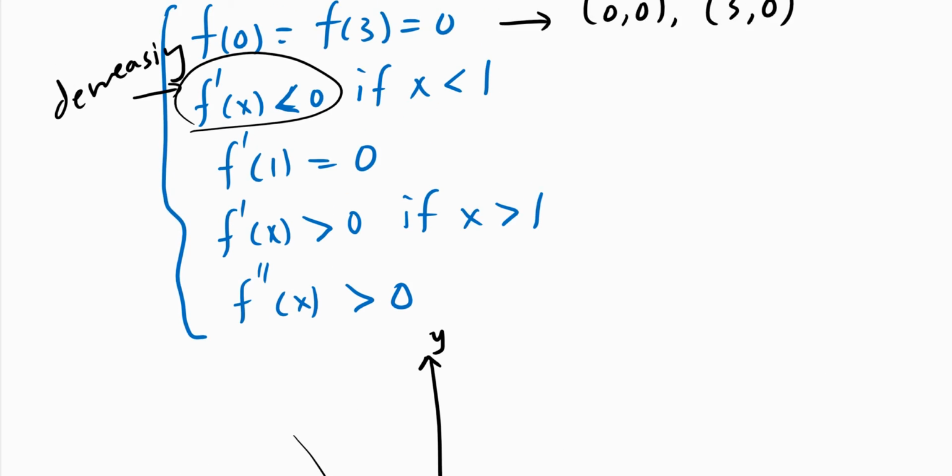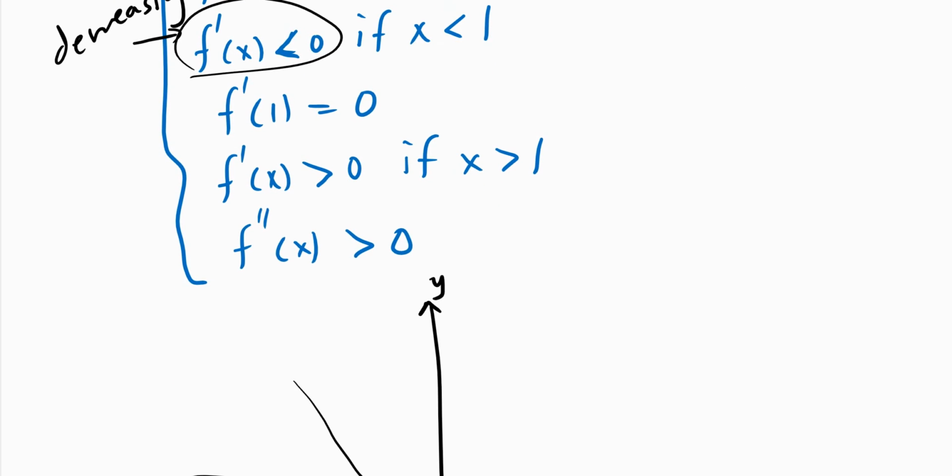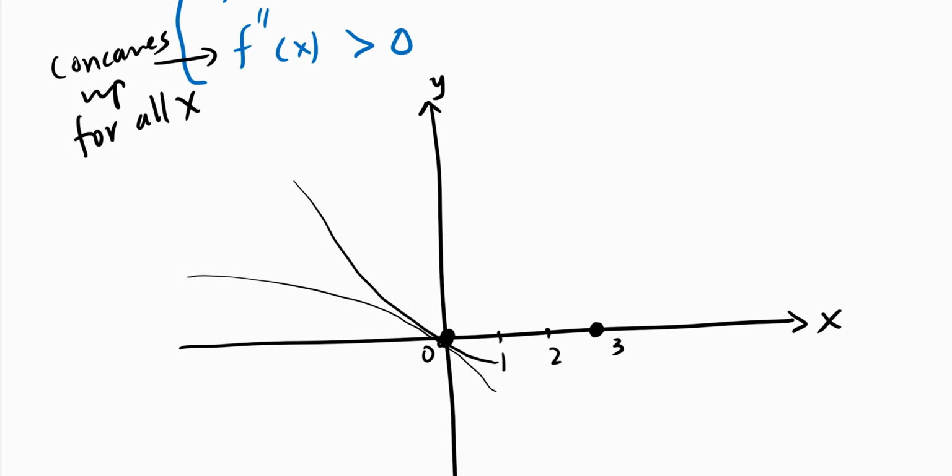Let's see if they give us something about concavity. Oh, the last condition. The last condition tells us that the function concaves up for all x. Concaves up. So this means it's not going to be this one. It's going to be the other one. So let me redraw it again from scratch. So it's going to be this one, not the other one. So the function is going to come down, decreasing up to x equals 1. It's decreasing and it concaves up.